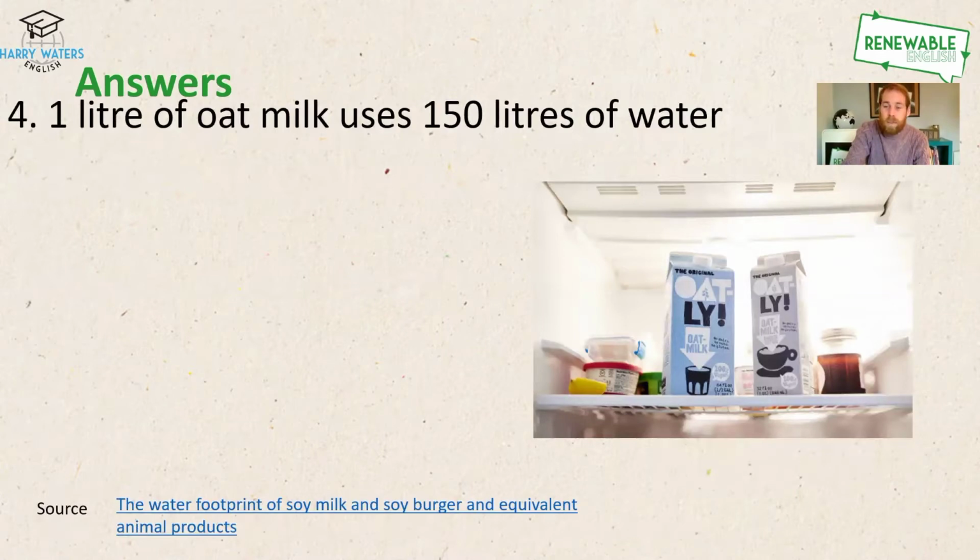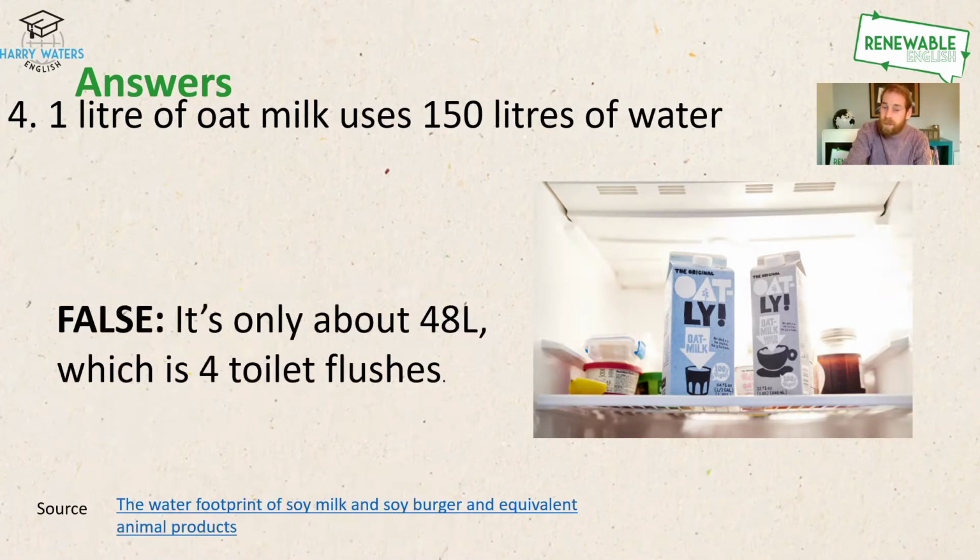1 litre of oat milk uses 150 litres of water. Now that's false. It's not that much. It's not nearly that much. It's about 48 litres, which is 4, maybe 5 toilet flushes.